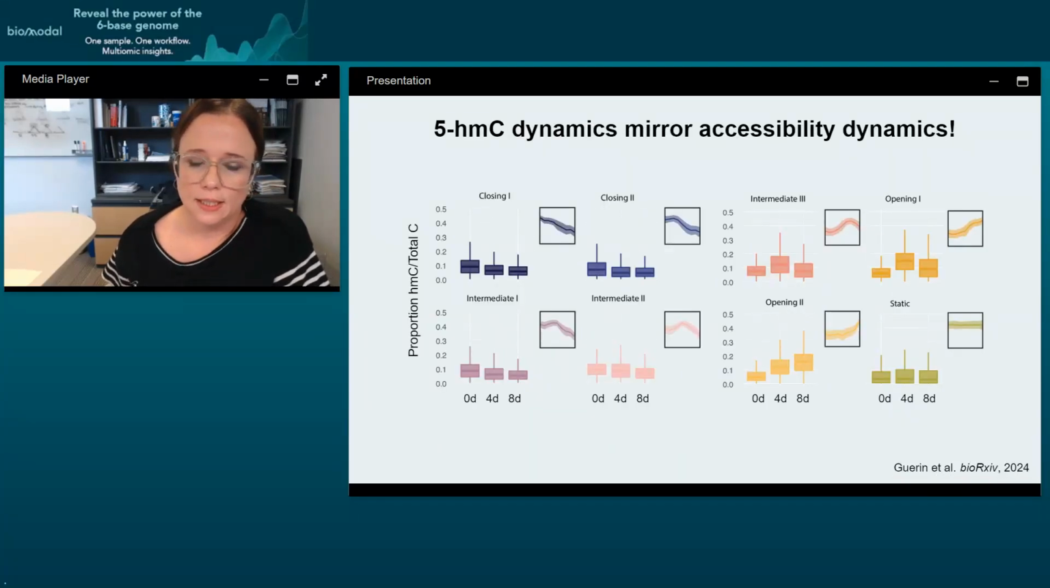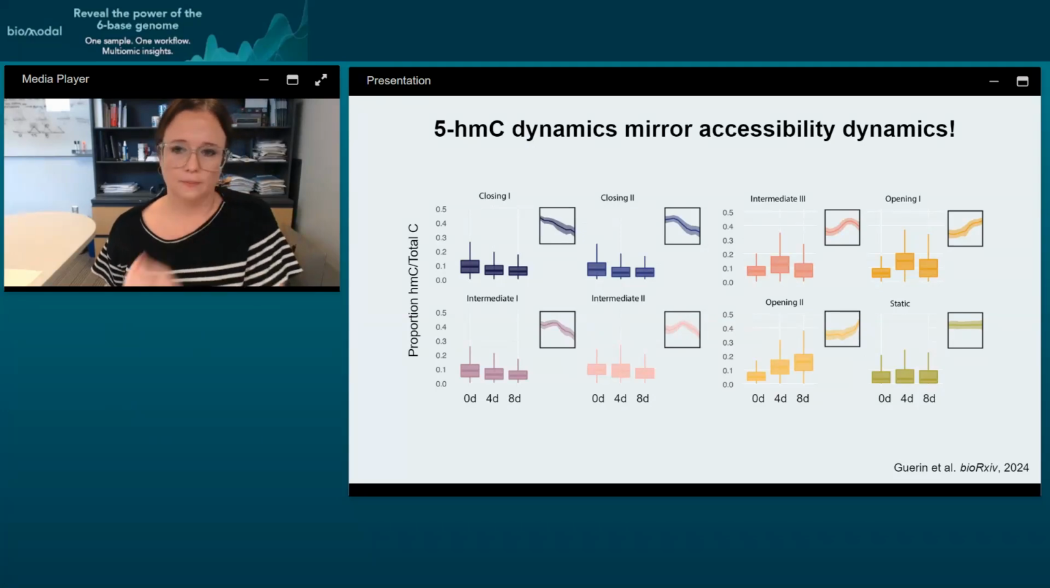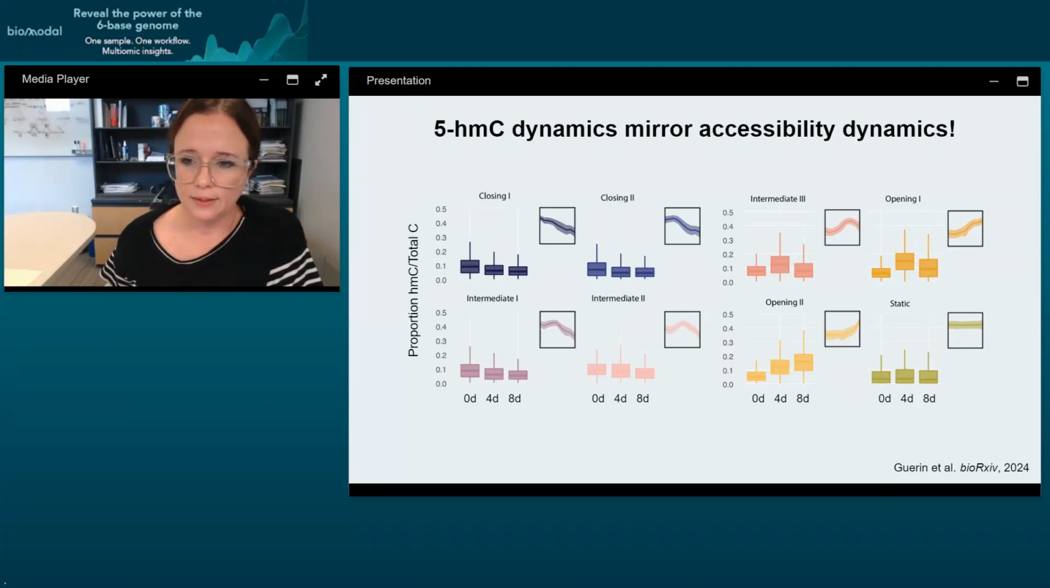So the first thing we did for this 6-base data set is we asked what is happening to hydroxymethylcytosine in regions that we've defined by their accessibility behaviors. These little thumbnail images are the accessibility behavior, so regions that are closing, transiently open, or opening late. And the right-hand lower box is looking at these static regions. What's happening with hydroxymethylation is really interesting because it's tracking very closely with accessibility. In fact, it looks like it's mirroring accessibility in how it's changing, unlike methylcytosine that we saw in the ATAC-Me data.